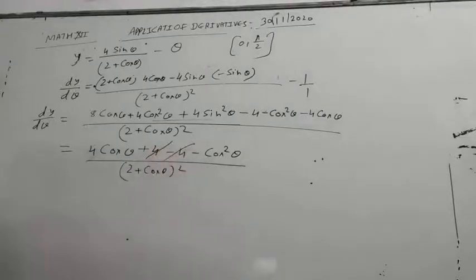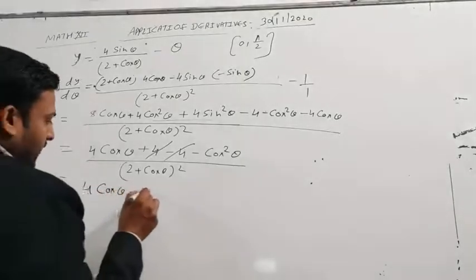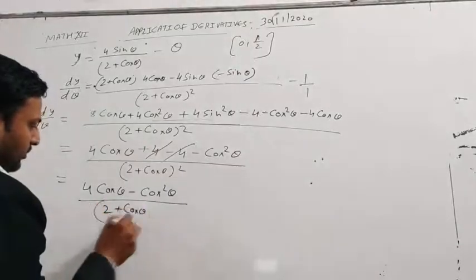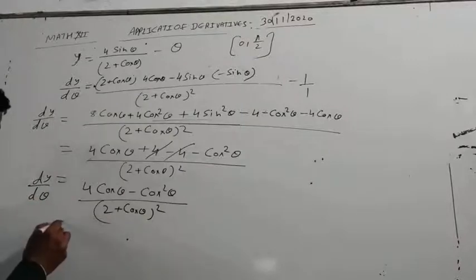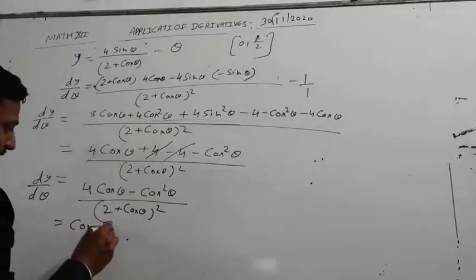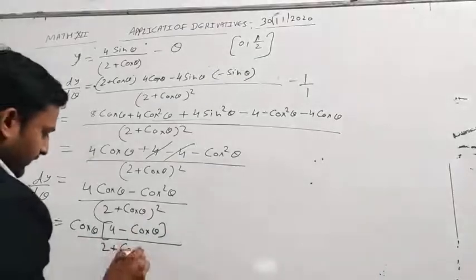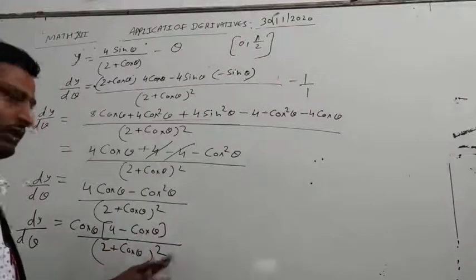Now this will be cancelled. Now we get what? 4 cos theta. So from here we get 4 cos theta minus cos square theta by 2 plus cos theta whole square. So dy by d theta. Now cos theta will be outside. We get 4 minus cos theta and 2 plus cos theta whole square. So dy by d theta is cos theta, and 4 minus cos theta by 2 plus cos theta whole square.